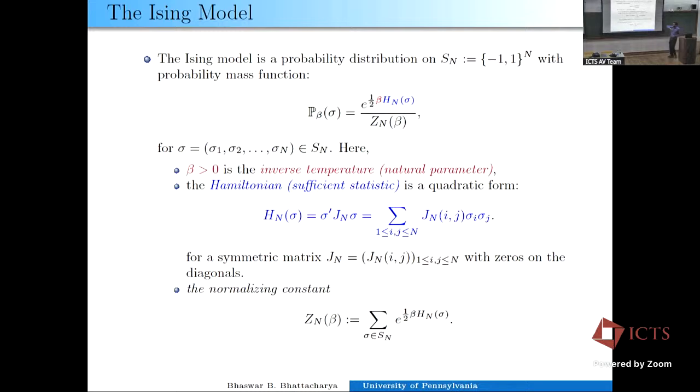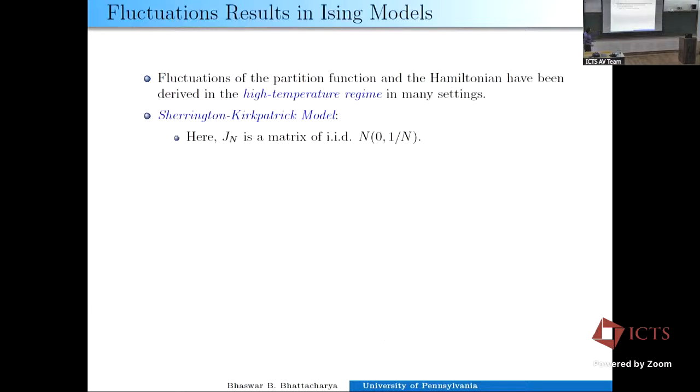Okay? So in the Ising model, there are hundreds of things people study. One kind of thing that people look at is if you look at a sample from this Ising model and you look at observables like the Hamiltonian, or the magnetization, you want to understand limit theorems for that. As n goes to infinity, what happens to these objects, right? So there's a long line of work here. Fluctuations of the partition function or the Hamiltonian or the magnetization are well known.